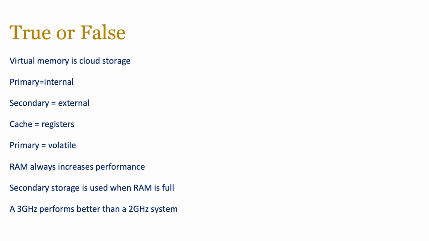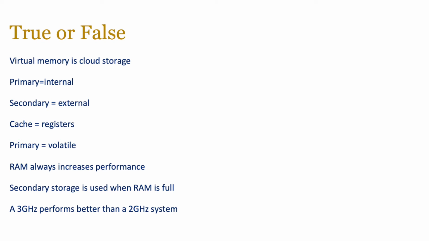Another statement, primary is equal to internal and secondary is equal to external. The first part of the statement is true. Primary is normally internal memory. Secondary obviously can be external, but it can also be internal. Cache equal to registers, that is false. Primary is equal to volatile, not really, because read-only memory is non-volatile, so that's quite clearly incorrect, so that's false.